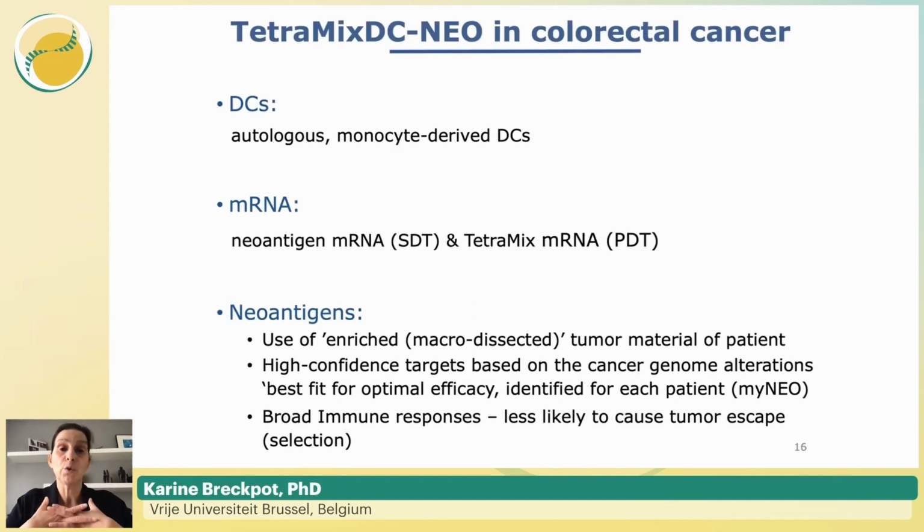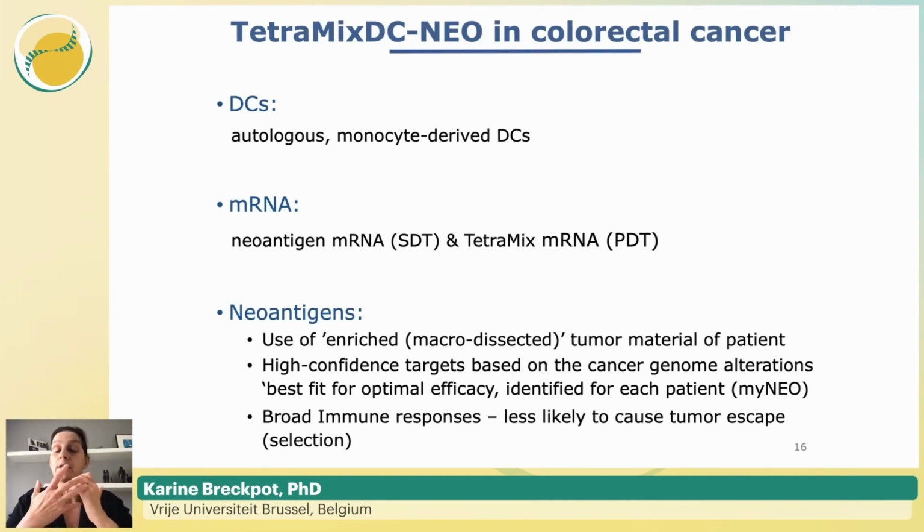So we have chosen to use dendritic cells as a platform to deliver our mRNA in vivo. And in that regard, we make a personalized vaccine already because the dendritic cells are autologous, of course. Our vaccine is moreover personalized because we use neoantigen mRNA, which we deliver with our synthetic DNA template mRNA platform. And we use tetramix mRNA using our plasmid DNA templated mRNA platform.